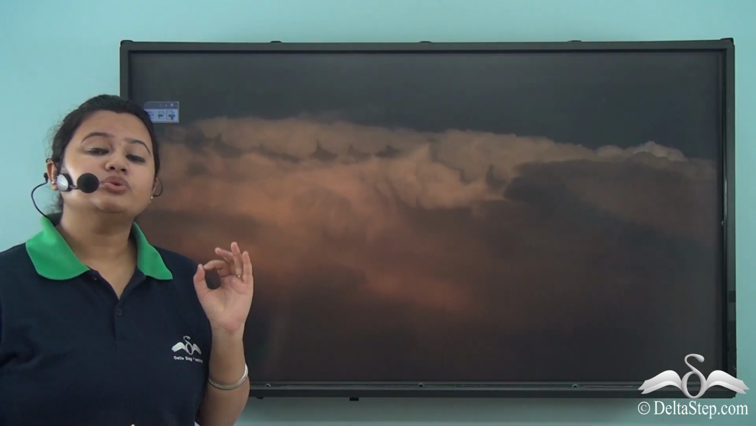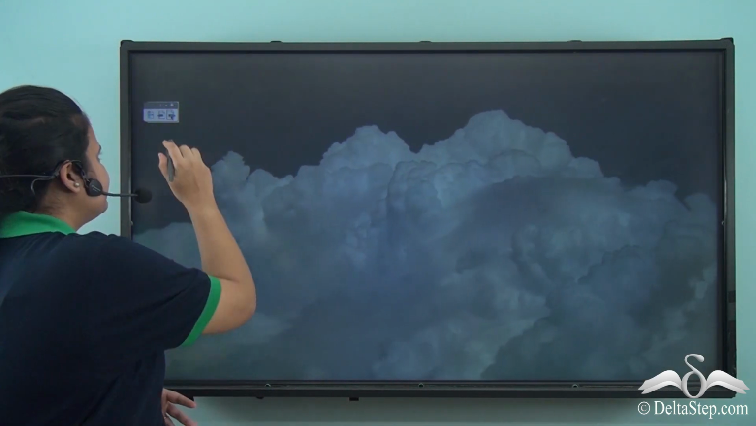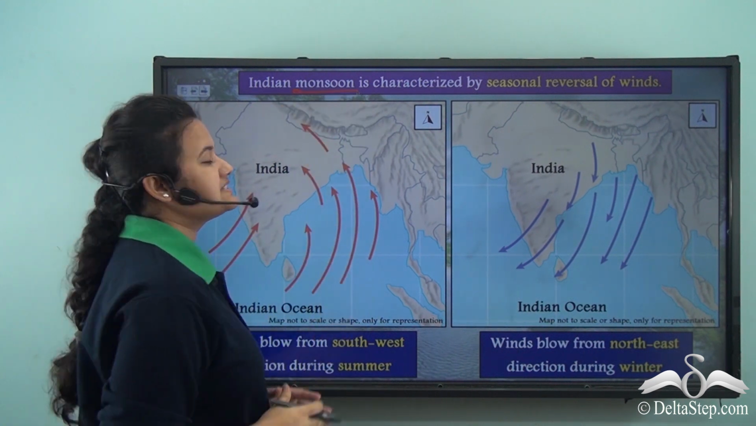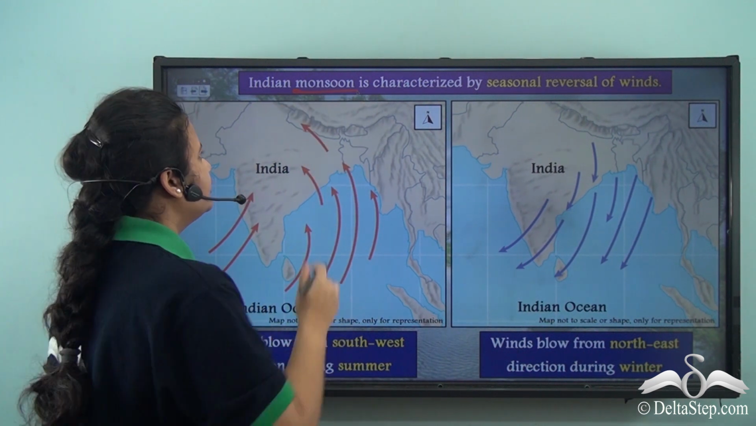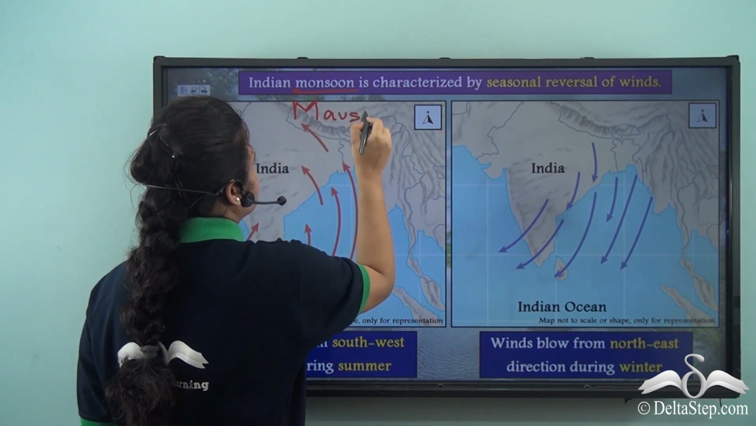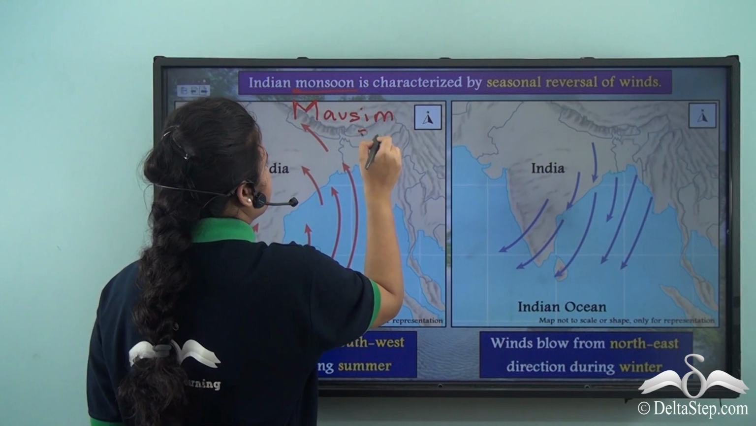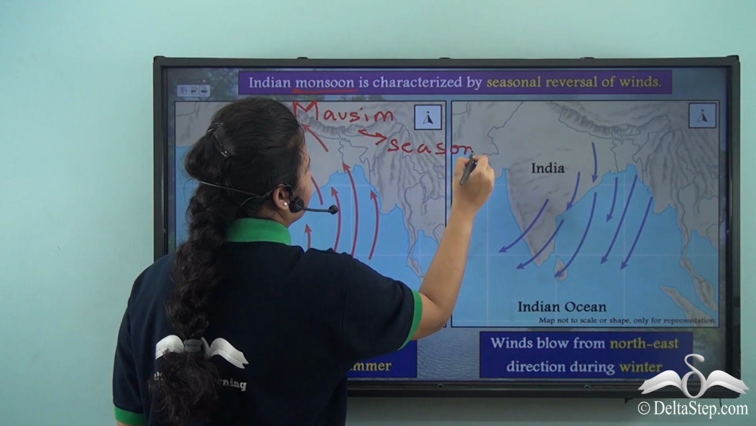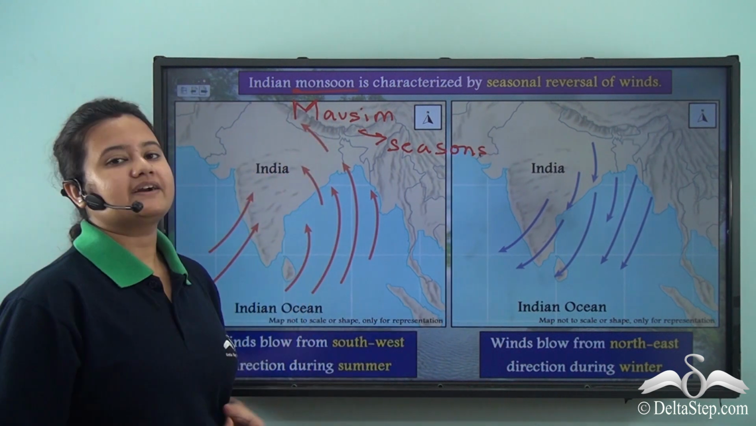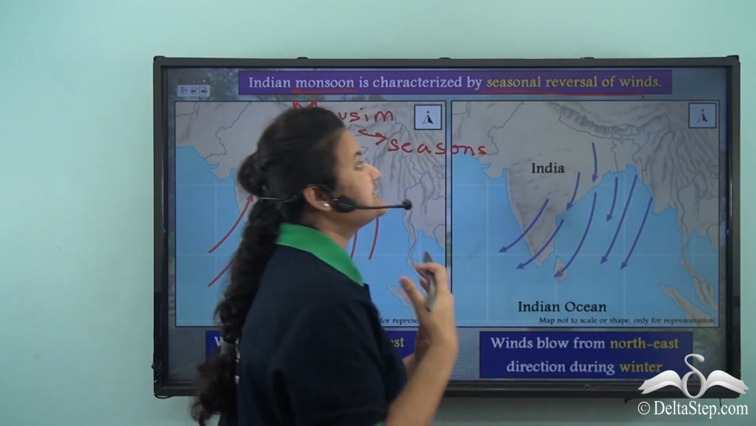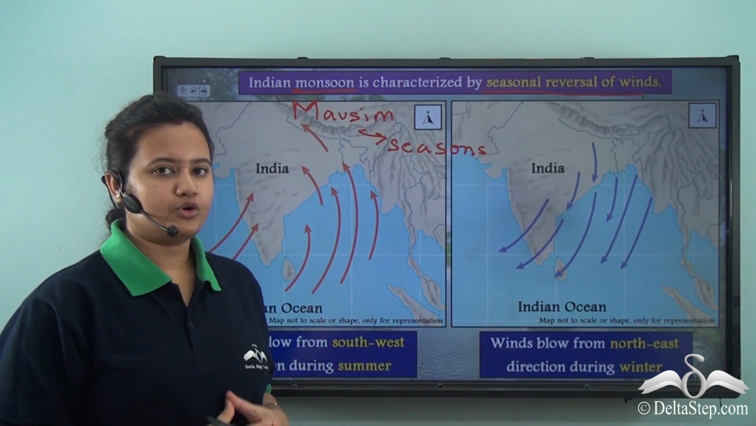Now, there are some unique characteristics of Indian monsoon. Let's know about them. Well, the word monsoon is derived from an Arabic word mawsim, which means seasons. The term actually refers to the seasonal reversal of winds that is witnessed in the Indian subcontinent.